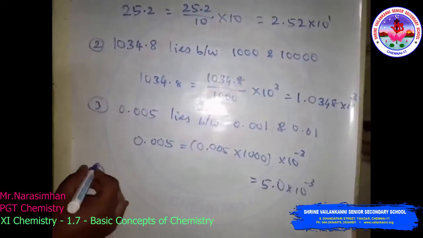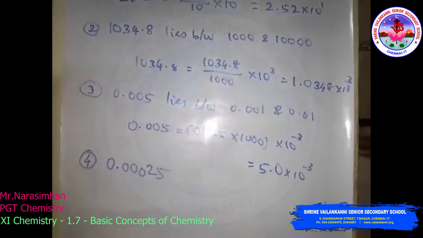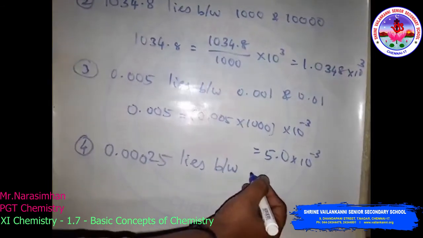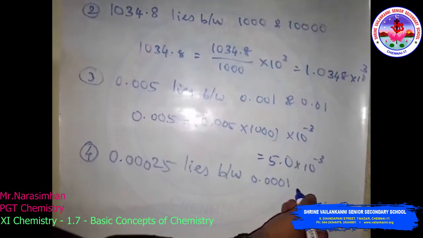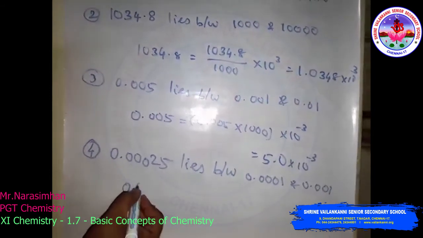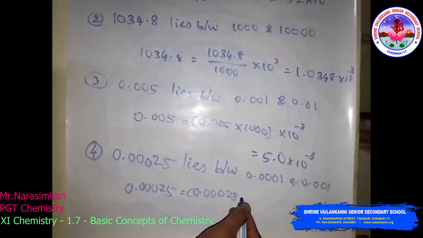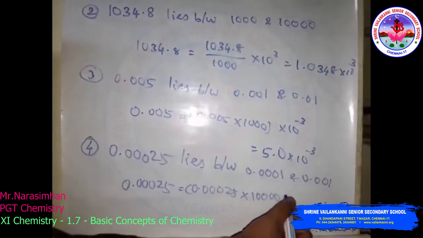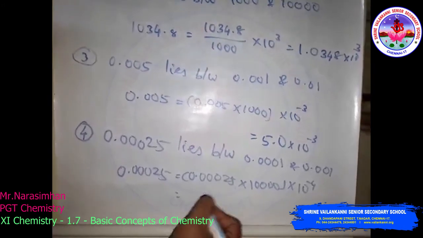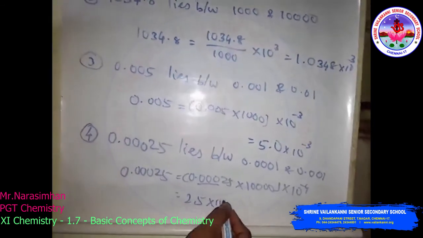Then for the final one, see some more examples, that is 0.00025. How can we write it? This lies between 0.0001 and 0.001. So 0.00025 becomes 0.00025 into 10,000 into 10 power minus 4. So the value is 2.5 into 10 power minus 4.